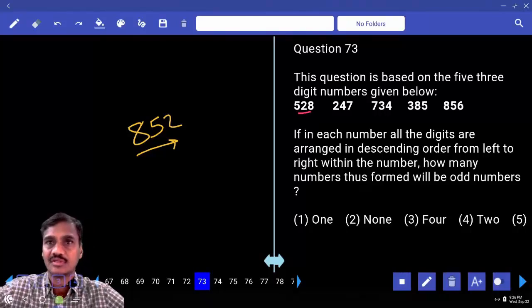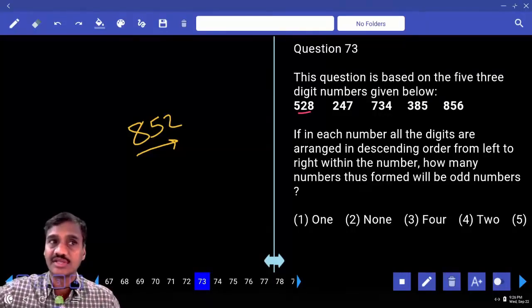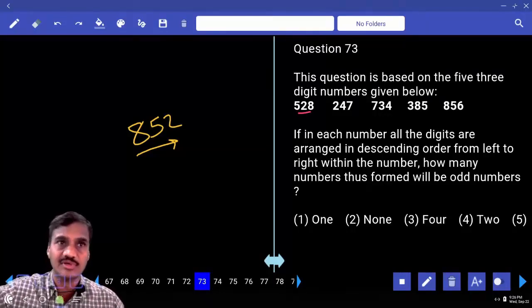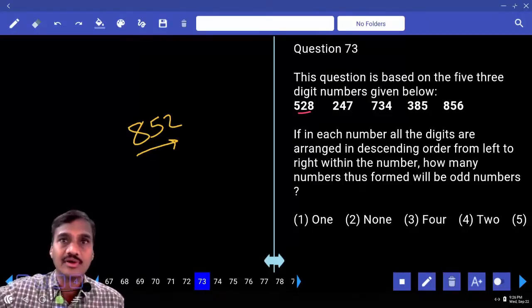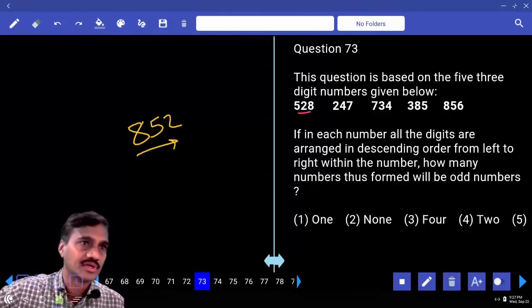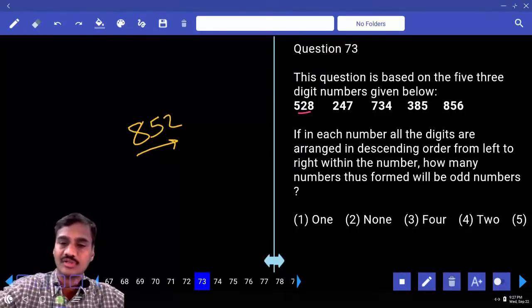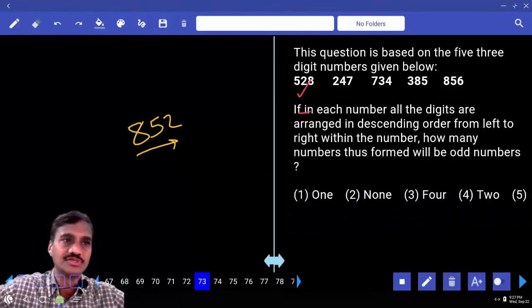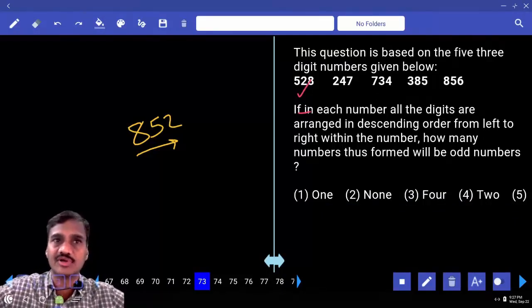Now as these digits are arranged in descending order within the number, the last digit will be the lowest number in that number. Now if the lowest digit is an even digit, it is an even number. If the lowest digit is odd digit, it is an odd number. Ante kada? Then in this one, lowest digit is 2, isn't it? Hence it is an even number but not an odd number.